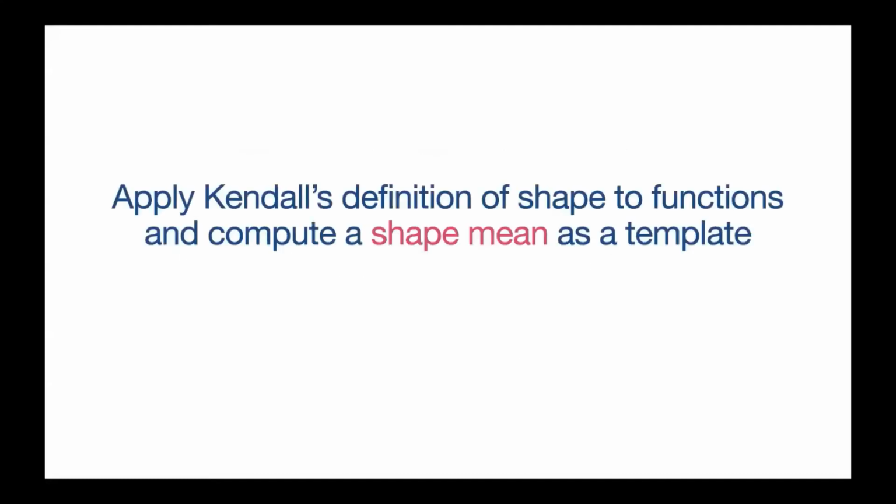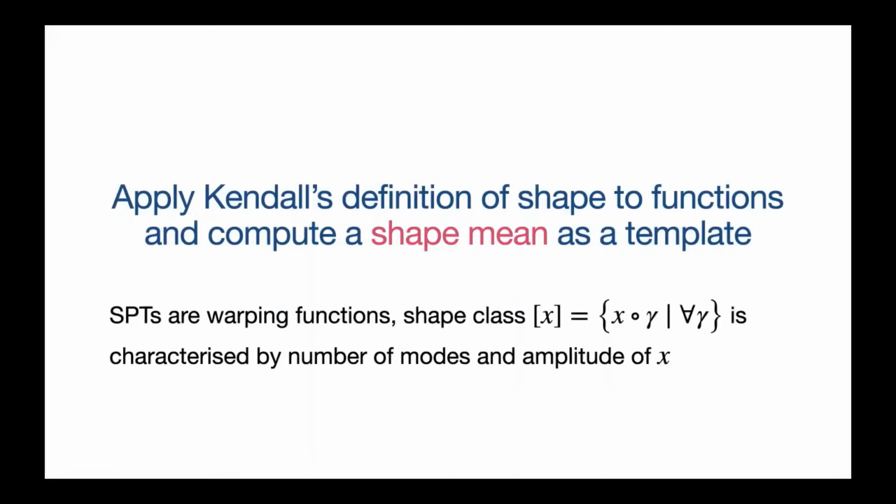Now, with this in mind, the idea of elastic registration is to apply Kendall's definition of shape to functions and compute a shape mean as the template. And this can be achieved by recognizing that the shape-preserving transformations of functions are given by the warping functions. In the animation I showed before, we showed that when we compose the spectra by the warping functions, we're actually preserving the number of modes and the intensities of the peaks. We're not changing its outline or its form, so it looks the same.